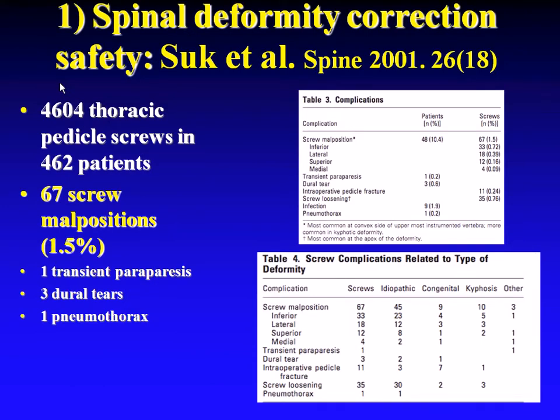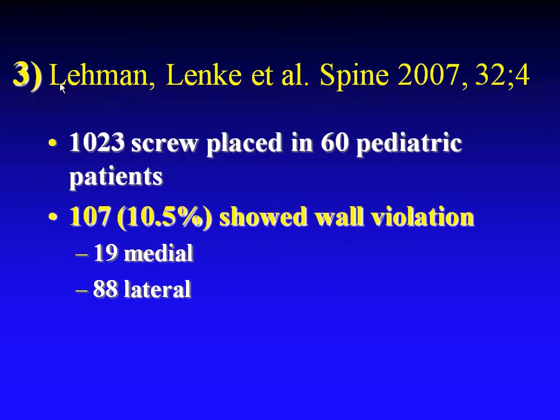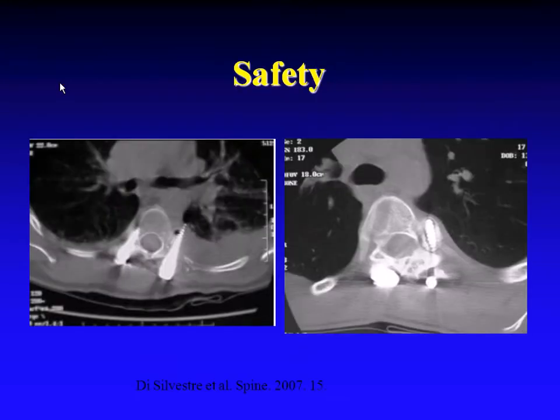But when you look at the complications or the malposition screw rates, even in the best of hands, this is Professor Sook's data, and this is early on, of course, but in his practice, 1.5% of screws were malplaced. Here's another series showing 18 misplaced screws in this series for a 1.7%. 5 returned to the OR for screw removal. That was several years ago. Larry Lenke, who in North America probably was one of the earliest to begin using pedicle screws on a routine basis, their early publication, 10.5% showed a wall violation. So again, even in the best of hands, this happens.